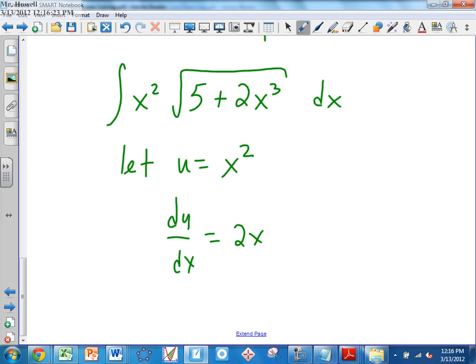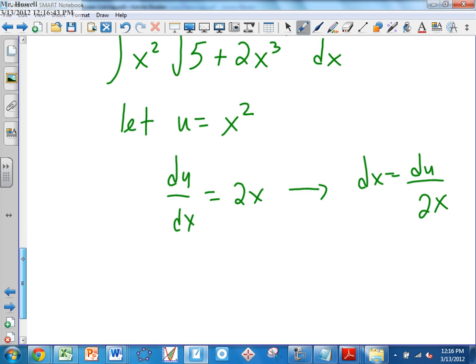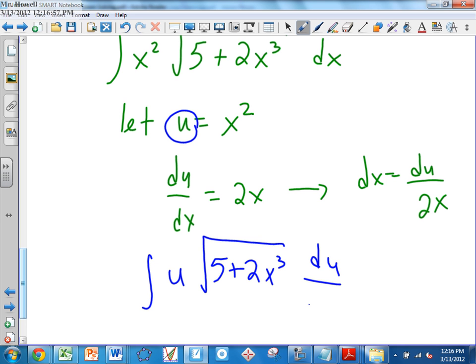Solving for dx, and you're always solving for dx so you can plug it back in, dx is du over 2x. Now, if you plug that back in, watch what happens. I now have the integral of u, since x squared is just u, times radical 5 plus 2x cubed, times du over 2x.